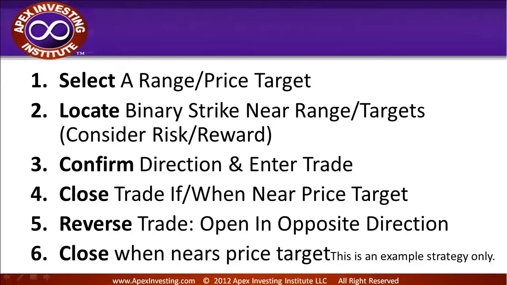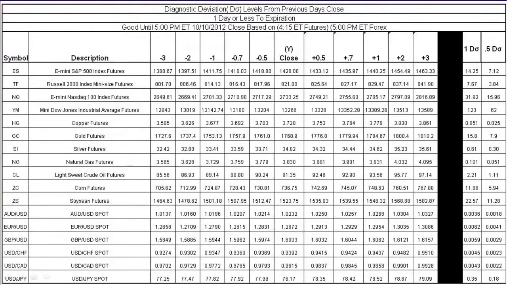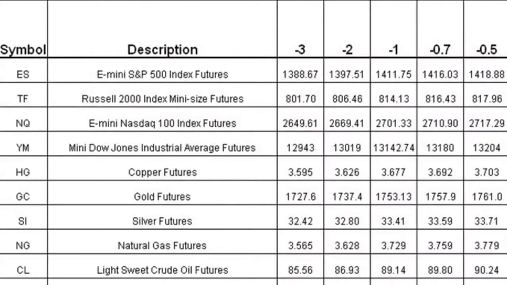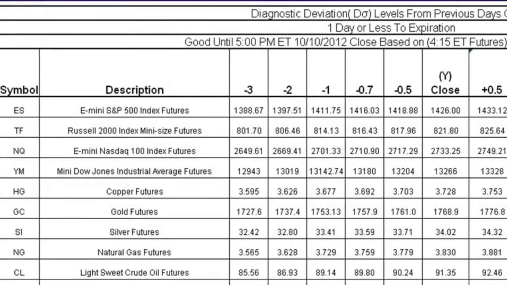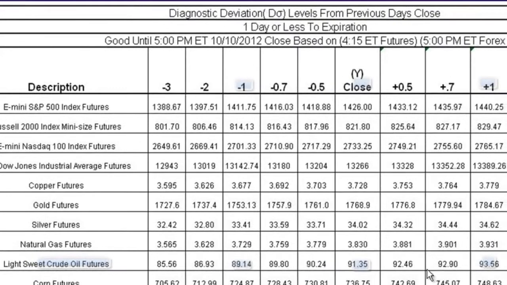So this is really just an example strategy of how swing trading works, and we're going to apply it using binary strikes. In our example, we're going to look at the oil futures contract and the deviation levels for it. I pull up oil, and what I can see is that a one deviation move, which should encompass a majority of the price movement for any given day, will bring us up to $93.56 if the market moves up. If I have a range down, it could bring me down to $89.14.